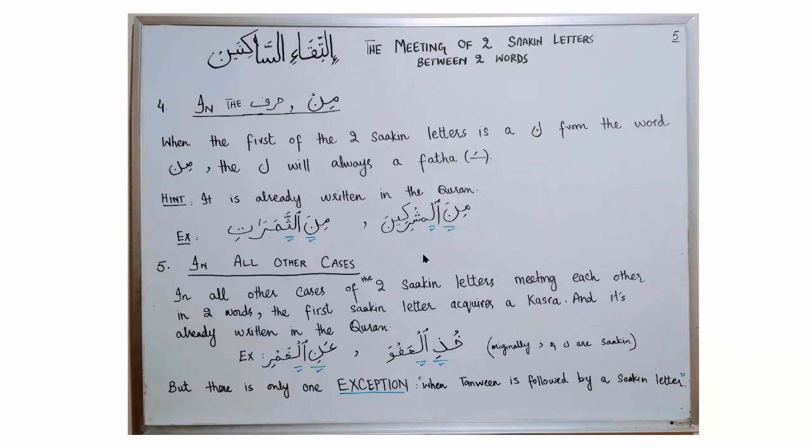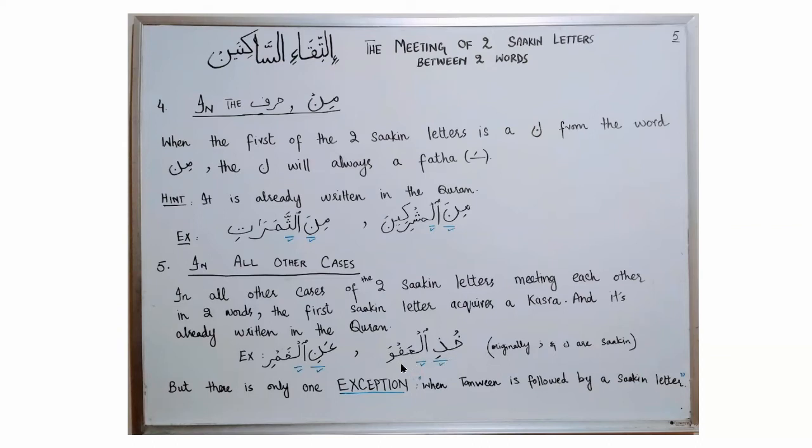And the good news is it is already written in the copies of the Quran due to our ease of pronunciation. In all other cases of the two sakin letters meeting with each other in two words, the first sakin letter will always acquire a kasra. And they are always written in the mushaf with the vowel, which is kasra, on the first sakin letter. If you see in this example, anil khamri, noon has a kasra, but this kasra is conditional and not original. This kasra is due to the meeting of two sakin letters.